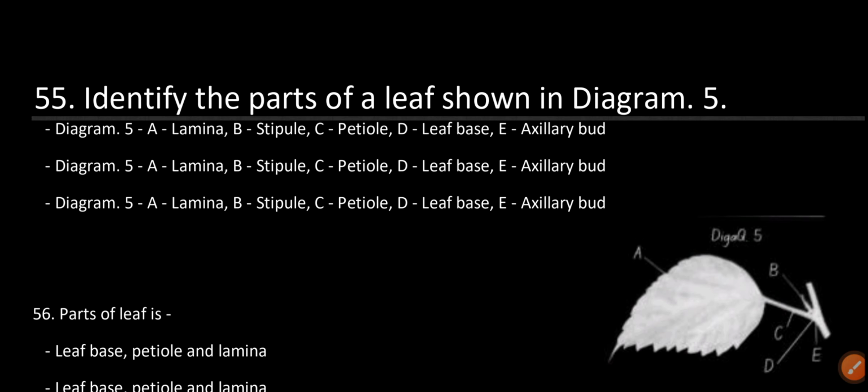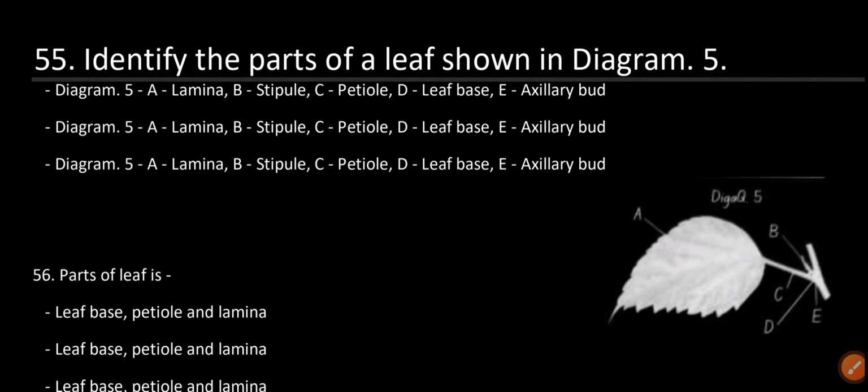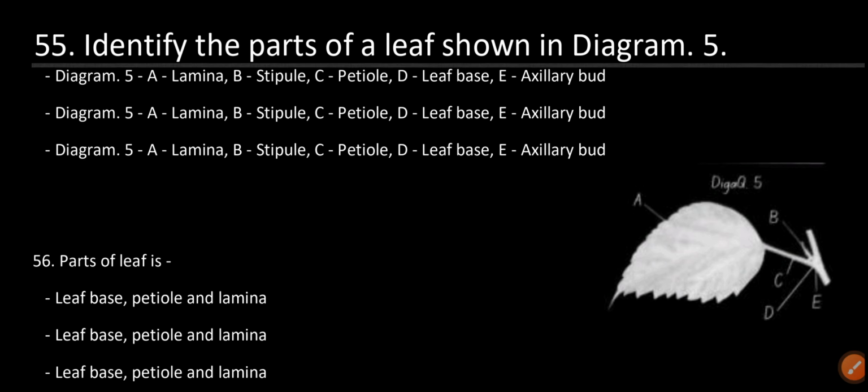Identify the parts of leaf shown in diagram 5. A is lamina, B stipule, C petiole, D leaf base, E axillary bud.